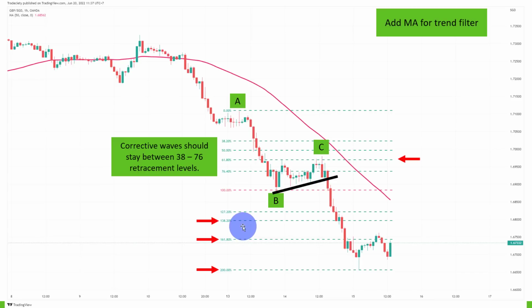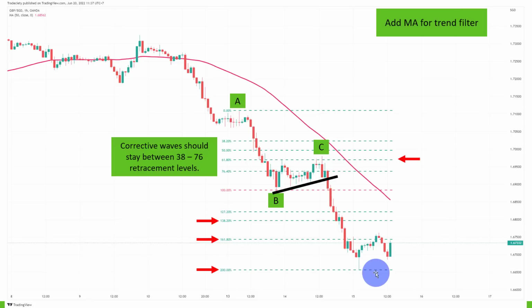And you can see again, 138, 161. In this case, we made it all the way to 200, which is not super common. So if you're using Fibonacci's for target placement and you don't want to be too aggressive, then probably 161, 138, somewhere in here, that's the sweet spot. That's where you usually see the biggest reactions. That's the most common one.